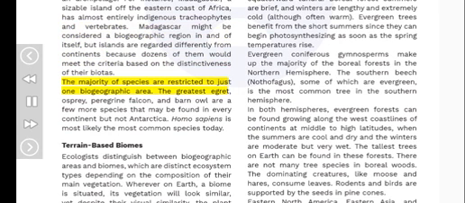The majority of species are restricted to just one biogeographic area. The great egret, osprey, peregrine falcon, and barn owl are a few more species that may be found in every continent but not Antarctica. Homo sapiens is most likely the most common species today.